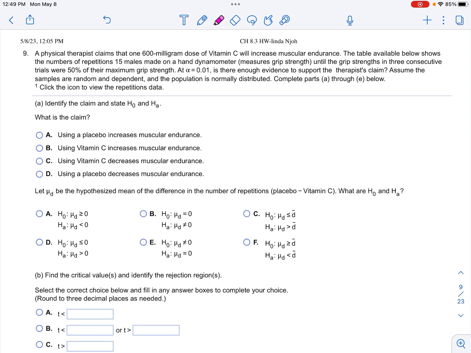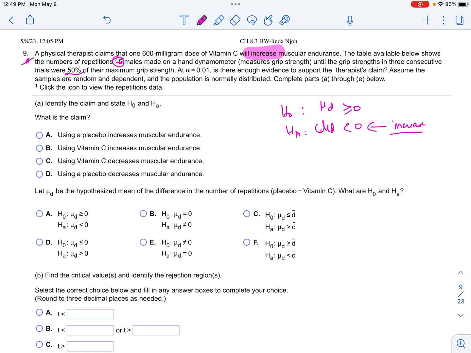A physical therapist claims that a 1,600 milligram dose of vitamin C will increase... And then it gives you the table. It says the table below shows the number of repetitions for 15 mLs until the grip strength in 3 where 50% of the maximum grip strength. So increase. We already know if it's increase, it means this is what we have here. All right. This is increase.